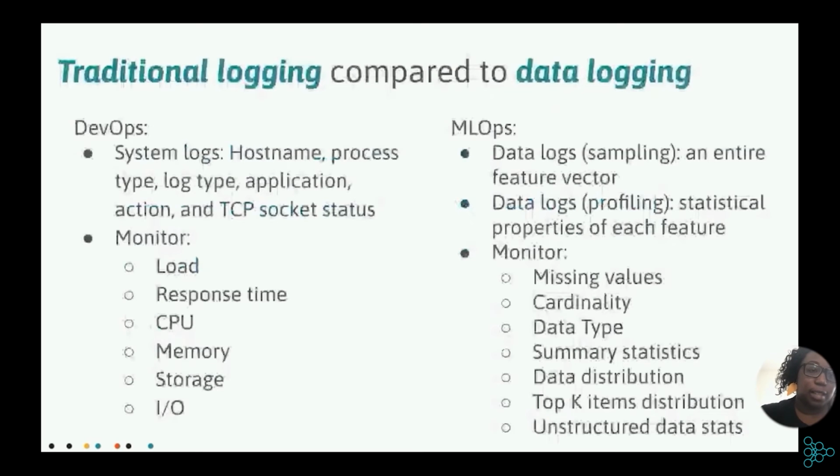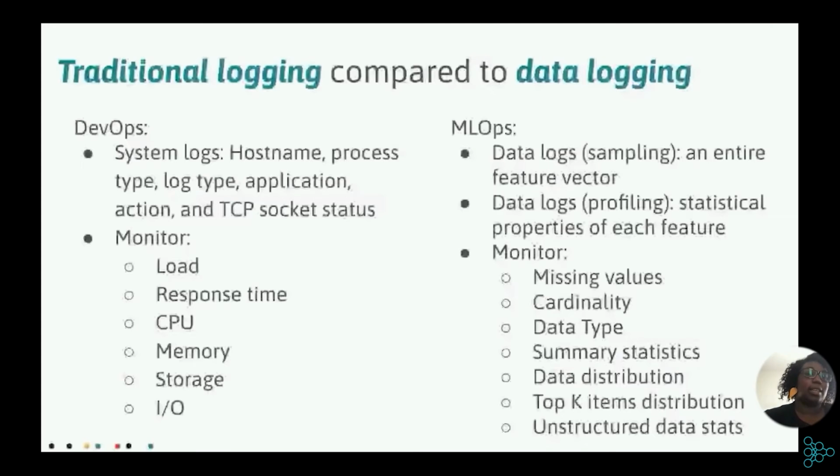And you can see that in some comparisons here. When you think about DevOps tools and what things you're often logging, you're logging things like the host name, the application, the load, the uptime, response time, CPU, memory, those sorts of things. And these things are important to understand how your service is running. But you also care about lots of data-related things, and that you only get with data logging.